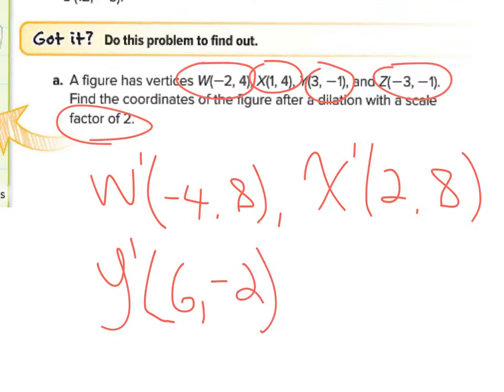And then finally, our Z, right there, okay? We're going to multiply negative 3 times 2, which is negative 6, and negative 1 times 2 is negative 2. And there you have it. That's an ugly 2, but I couldn't fit it in there. I hope you got this correct.